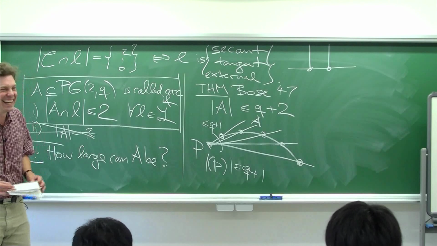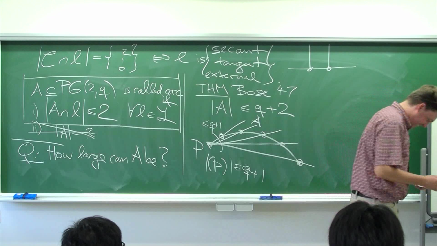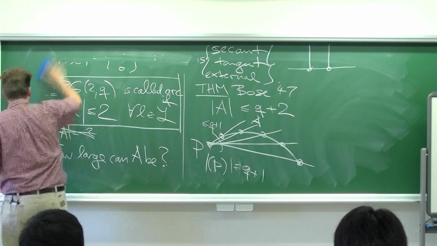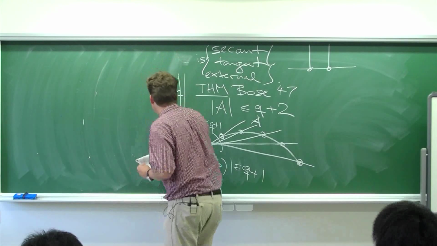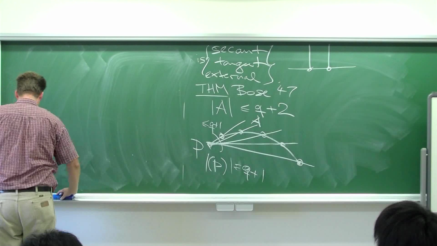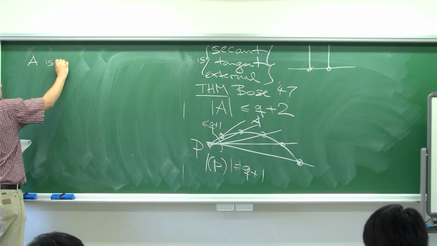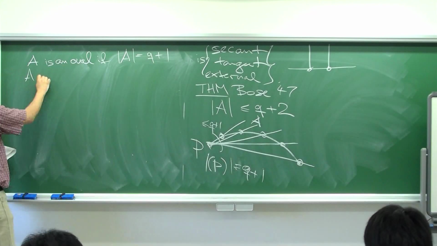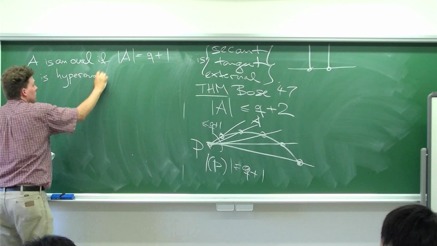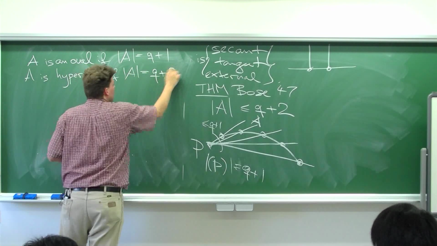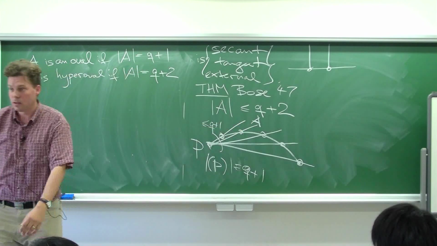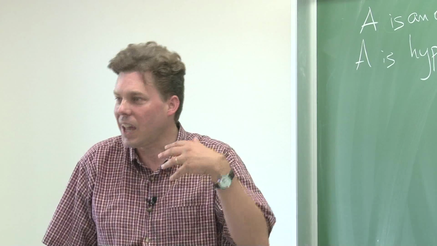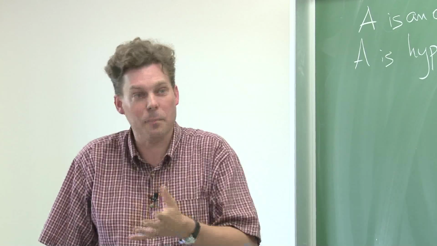We could have had this idea too, but no one asked us. Anyway, now we want to focus on the large arcs. So we say that A is an oval if the size of A is q plus 1. And we say that A is a hyperoval if the size of A is q plus 2. It's conceivable, according to the bound, that we could have q plus 2. It's not going to be a conic. It's a combinatorial object that behaves like a conic in a certain sense. It can't be a conic.